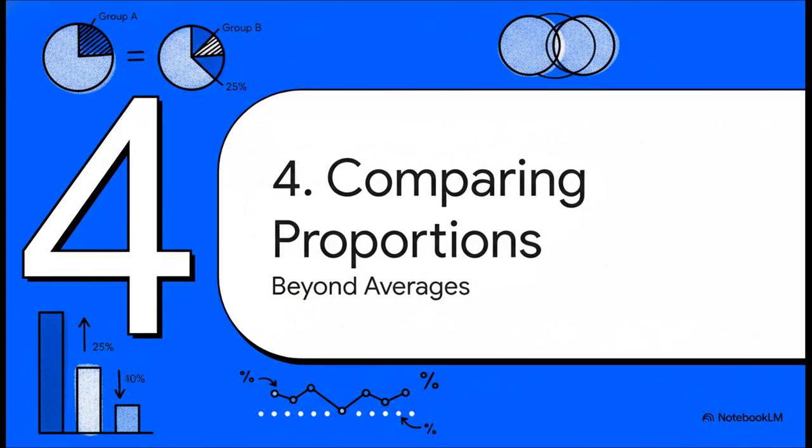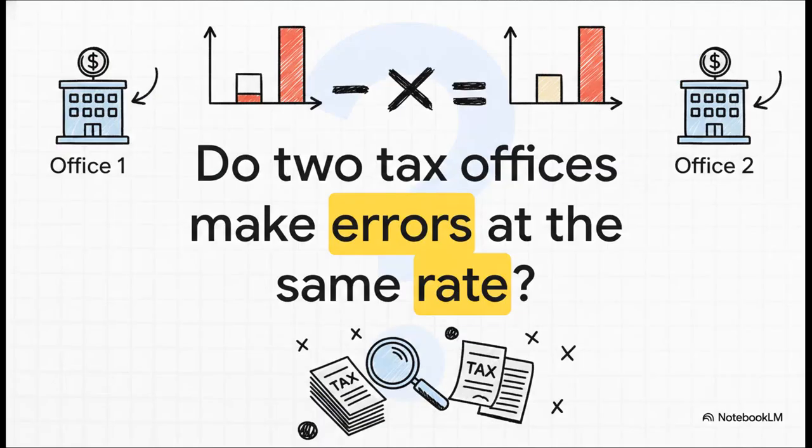So far, we've been all about averages, right? Average age, average time. But what happens if the thing you care about is a percentage or a rate? Well, let's jump into our fourth section, Beyond Averages, where we'll compare proportions. And the best part? The core logic is exactly the same. Let's look at a new case.